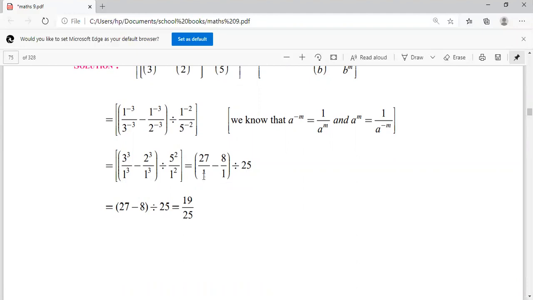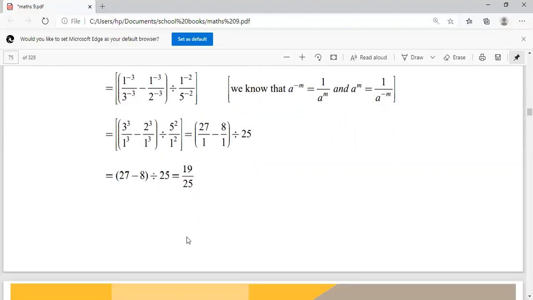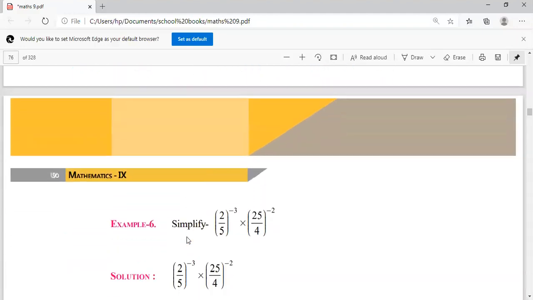Here it is 1. So when you come out with the LCM, you will get 1 only. So 27 minus 8, you subtract, you will get 19. So 19 divided by 25 will be your final answer.